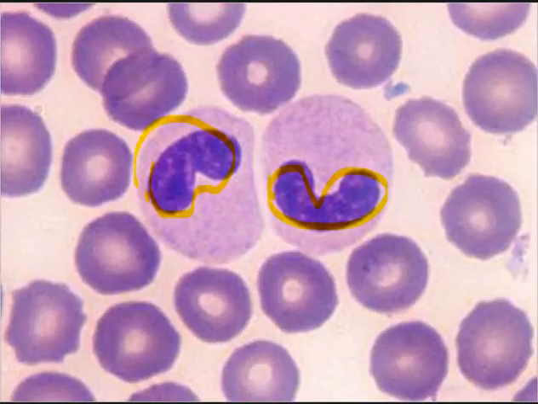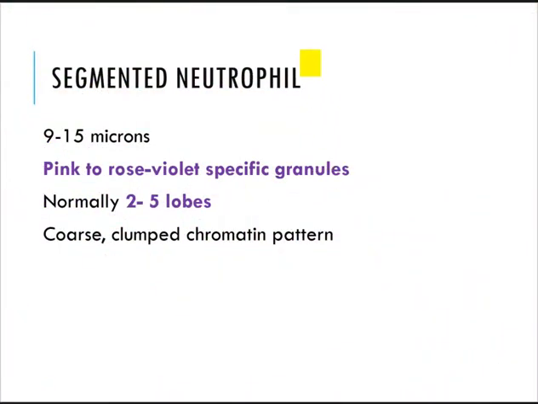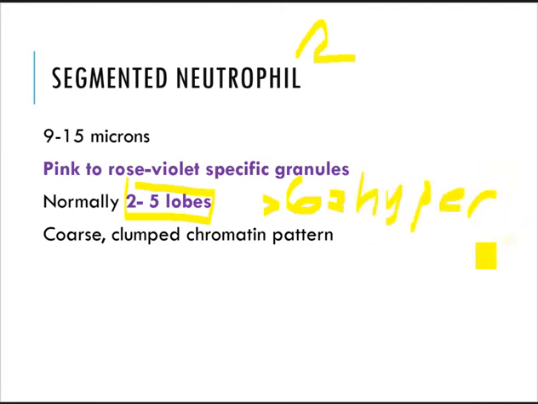Okay? Now, next, we have your level 2, the final boss. Charot. Level 2 is your segmented neutrophil or your mature neutrophil. So, it basically has pink to rose violet specific granules, and it usually has 2 to 5 lobes. So, greater than 6, guys, it is called your hypersegmented neutrophil, and it is associated with different diseases. So the normal ones you usually see are just 2 to 5 lobes.